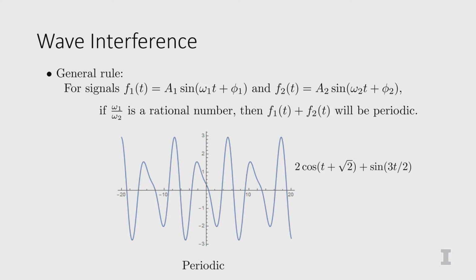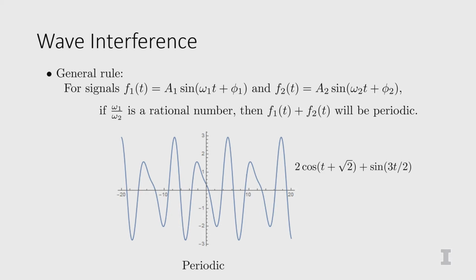So here I give an example of this. If you look at adding these, here's one wave, here's another one. The frequency here is 1, and the frequency here is 3/2. Now if we look at this rule, if we divide 1 over 3/2, that's 2/3, which is a rational number. And in fact, you can see this is definitely a periodic function. You can see the repetition.